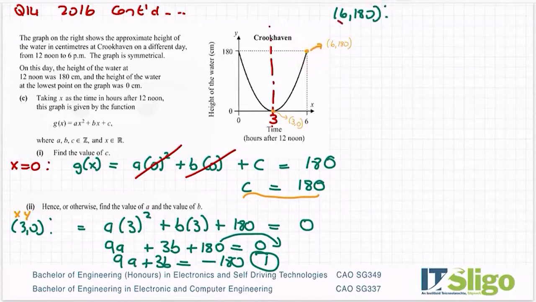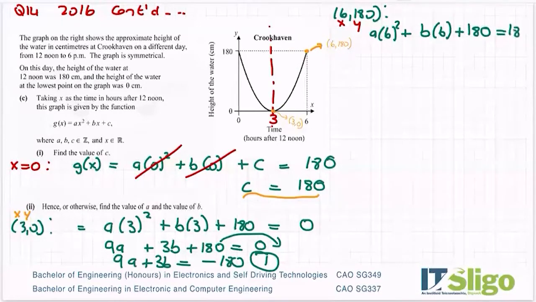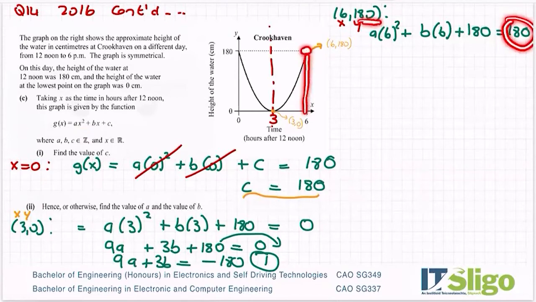Okay, so the next point I'm going to look at is that 6, 180 that was here. And again, x comma y. So I'm going to say a times 6 squared plus b times 6 plus c, which was 180, is equal to 180. So this 180 is c, ax squared plus bx plus c. This 180 is this y value. It's the value that the graph was when x was 6.